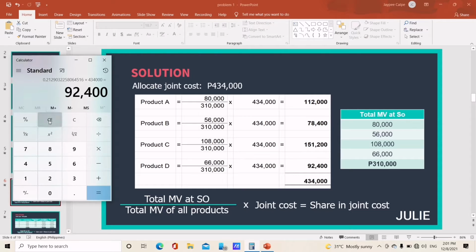So adding all share in joint cost, 112,000 plus 78,400 plus 151,200 plus 92,400, we have 434,000. So as you can see, the total of all the share in joint cost is the same to the joint cost given by the company.